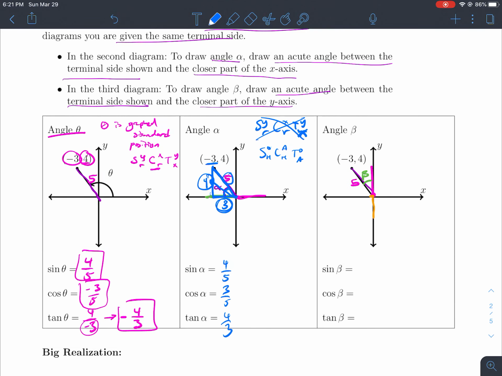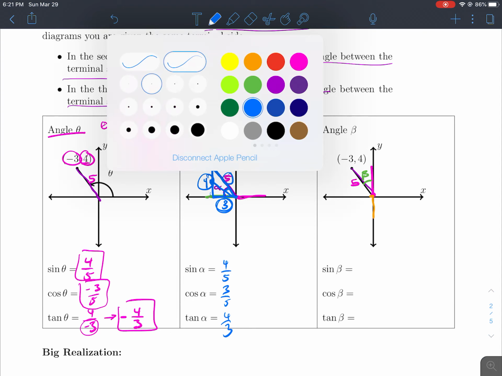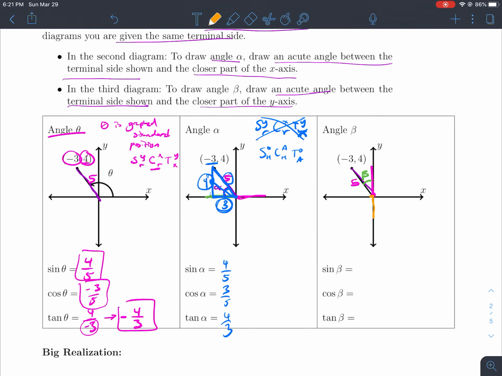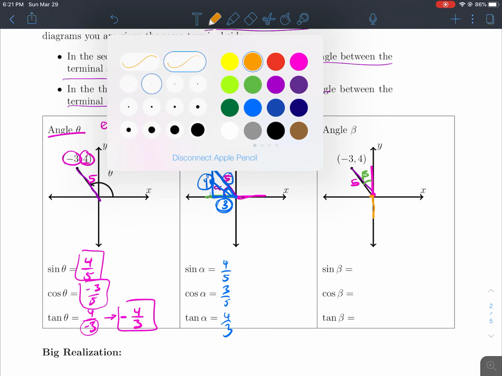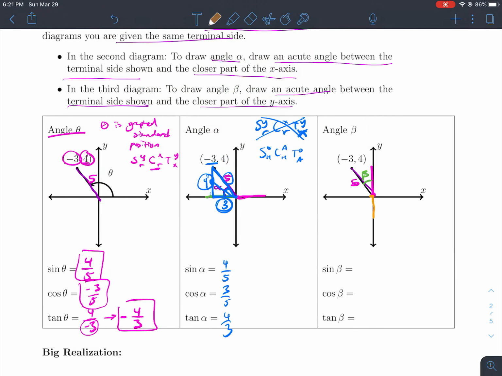Now similarly for this next one, let me not use orange because we used that already. Let's use this brown color that I've never used. All right, so similarly for this one, we have to not use our coordinate plane formulas because beta is not graphed in standard position. Standard position means we start on the positive x-axis. We do not start there.